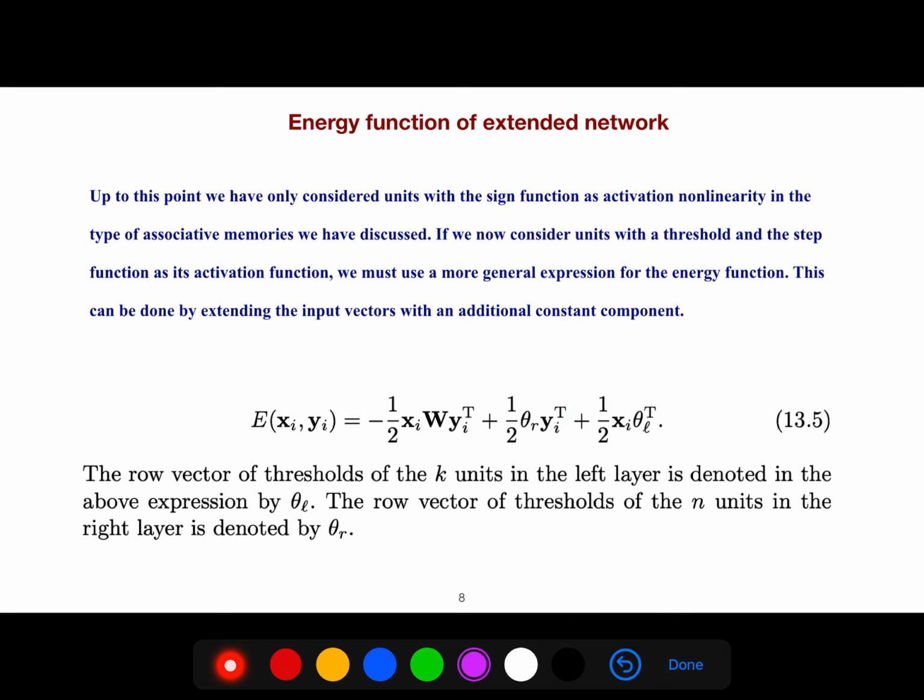So up to this point, we have only considered units with the sign function as activation and linearity in the type of associative memories we have discussed. If we now consider units with a threshold and a step function as its activation function, we must use a more general expression for the energy function. This can be done by extending the input vectors with an additional constant component. So we add two extra terms.